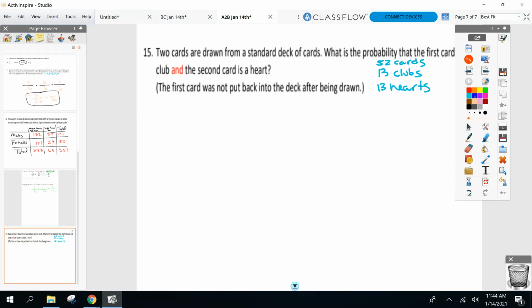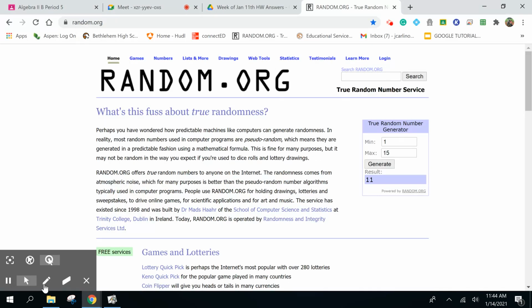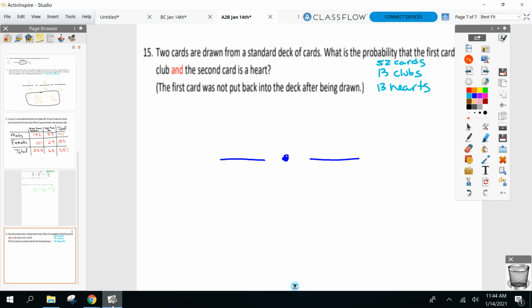So you draw a club, then you draw a heart in that order. A club, then a heart, but you don't put the first card back, as you can see in parentheses. The first card was not put back. So multiply, because this is without replacement, 2 cards, 2 fractions. All right, I gave you all the information you need to know off to the side. So chances you get a club first. What's that first fraction going to look like? Club first. Ella, what do you think? Club first. How many out of how many?